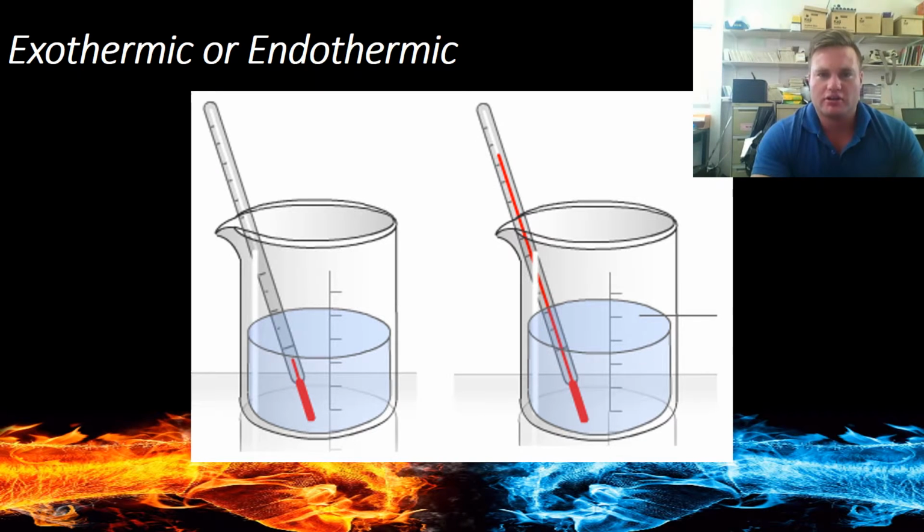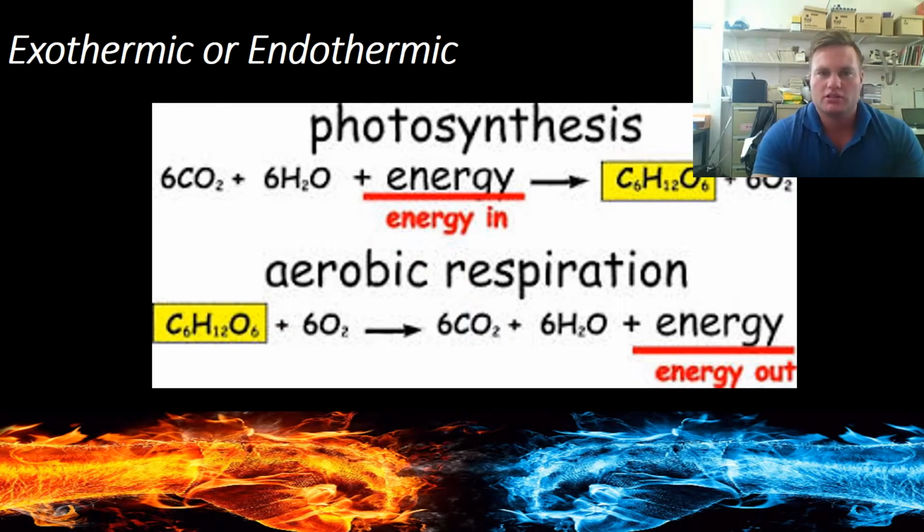So exothermic, endothermic, we've got endothermic on the left-hand side there because it's decreasing in temperature, and exothermic on the right-hand side. Sometimes you'll see energy written into our word equations as well. So we've got photosynthesis there, which is carbon dioxide, water, and energy, making glucose and oxygen. The energy is on the left-hand side because photosynthesis is endothermic and requires energy at the beginning.